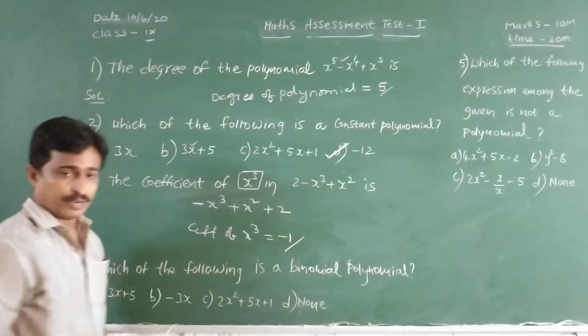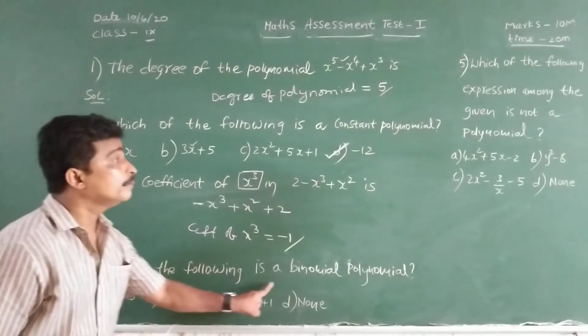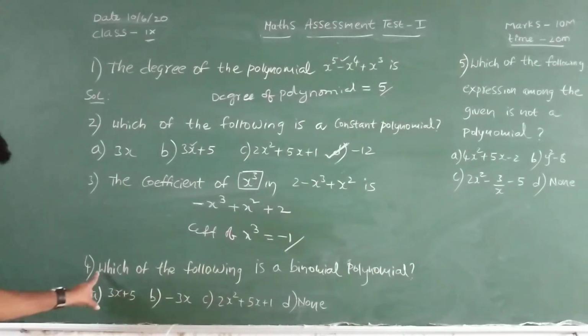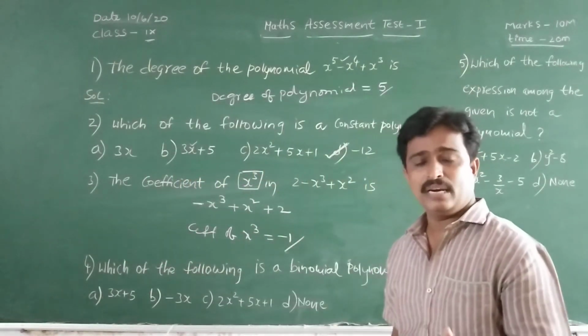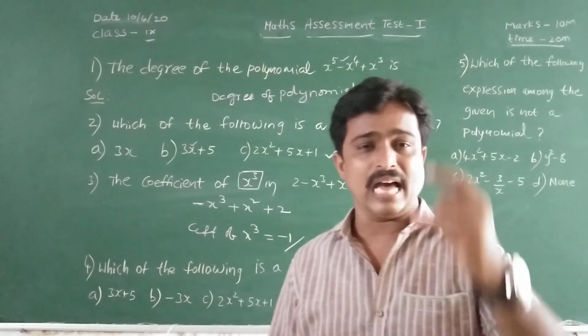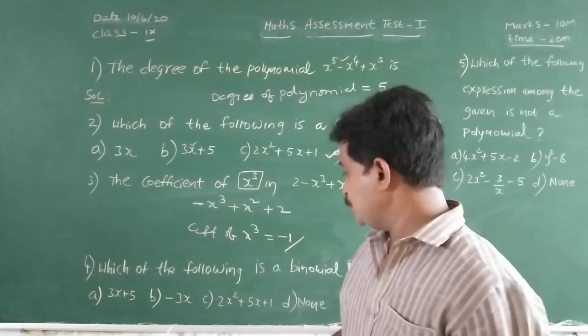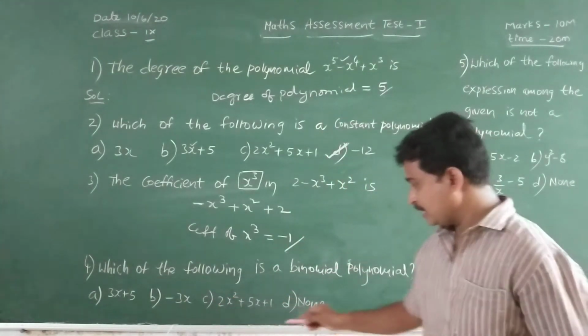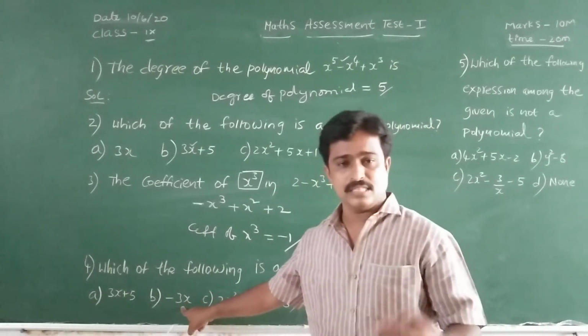That is okay. Coming to the fourth one, which of the following is a binomial polynomial? Binomial polynomial means having two terms. You observe the following options. There are three terms, this is not a binomial. There is only one term, this is also not a binomial.